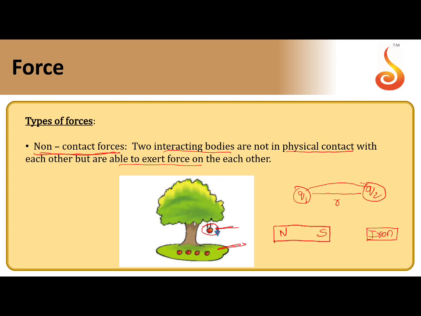Now the magnet doesn't go here, hold the iron and pull it. There is still a force of attraction without both of them being in contact with each other. Such forces are called non-contact forces.